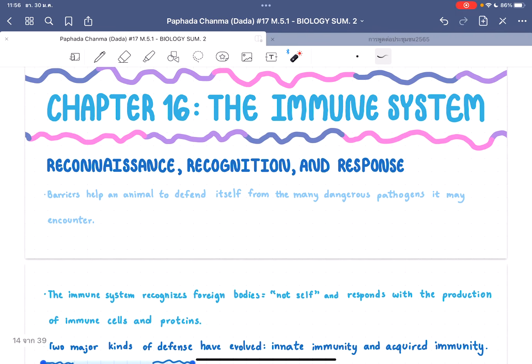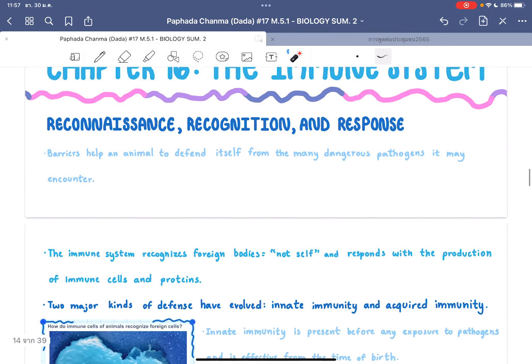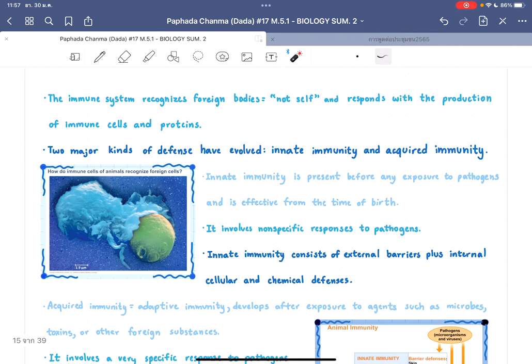Next, chapter 16, the immune system: recognition and response. The immune system helps an animal to defend itself from the many dangerous pathogens it may encounter. The immune system recognizes foreign bodies, or non-self, and responds with the production of immune cells and proteins. Two major kinds of defense have evolved: innate immunity and acquired immunity.